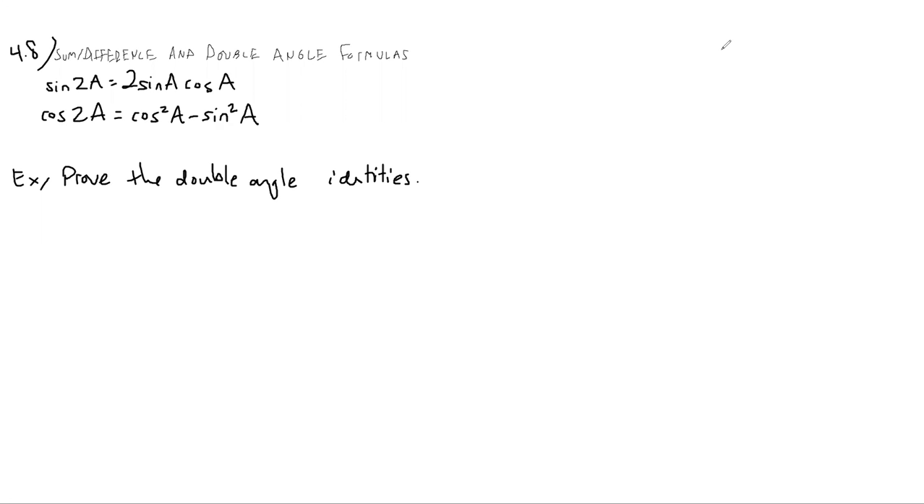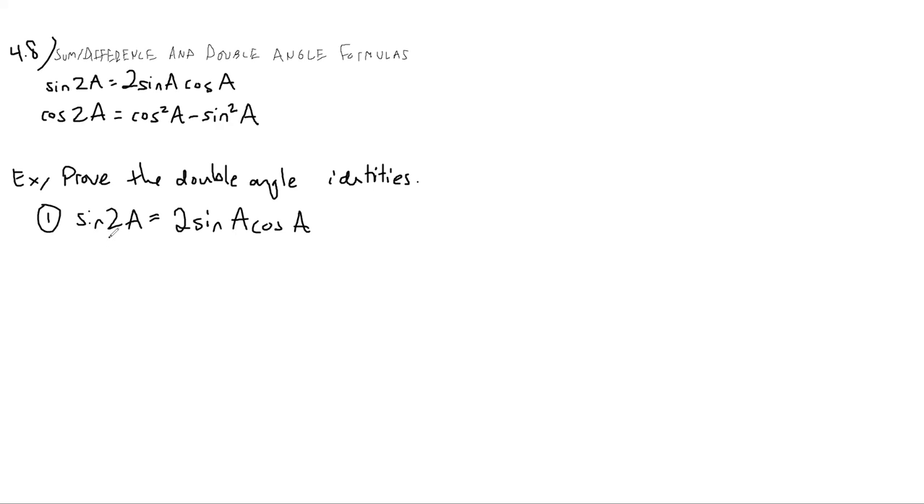So the other identities that are related to the sum and difference formulas are going to be the double angle formulas. You can see I've written them there. We've got a formula for sine 2a and for cos 2a. And what we can do is actually just prove these identities. So let's start with the first one. Sine 2a equals 2 sine a cos a.